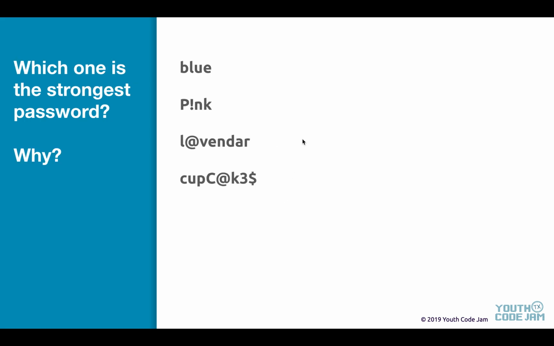So based off of what we've done so far, take a second and look at these 4 choices and think about which one you think is the strongest, and I'm going to go through and tell you which one is and isn't. So we're going to start at the top. Blue is a very weak password. This is going to be picked out almost immediately.